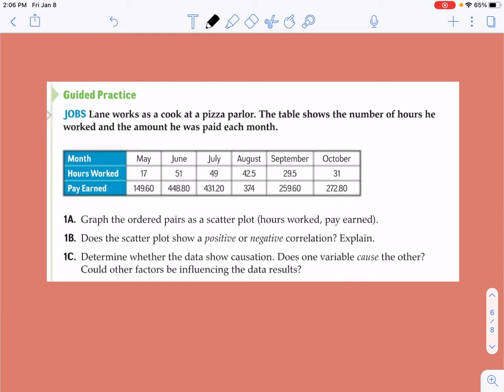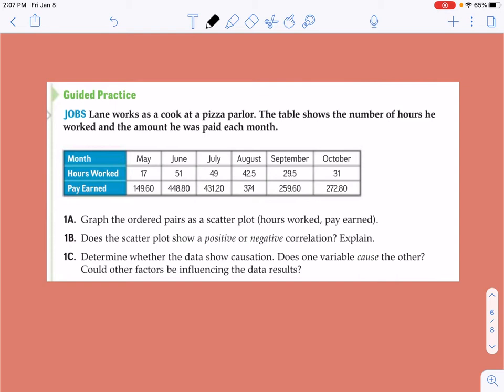All right, Lane works as a cook at a pizza parlor. The table shows the number of hours he worked and the amount he was paid each month. And so if you look at his numbers, you see May worked 17 hours, June 51, July 49, August 42.5, September, right? So he's worked a lot more hours in the summer, right? Not too many in May.